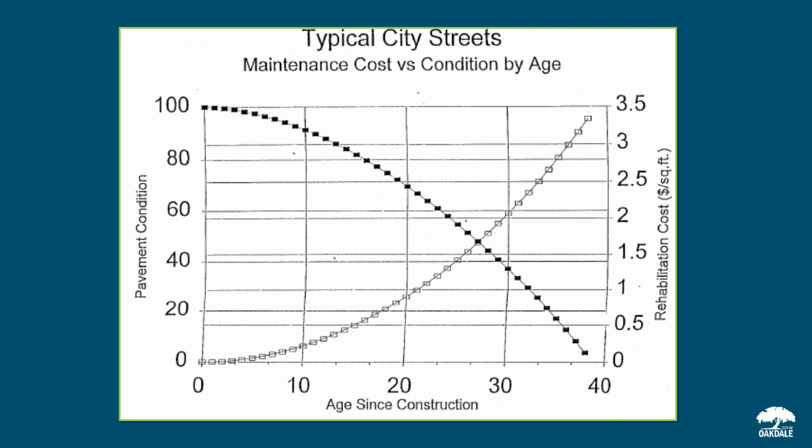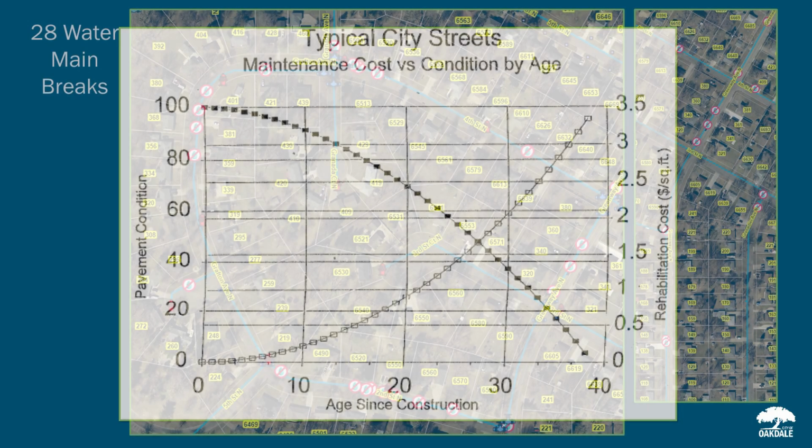And what it's indicating here is as the street gets older, the maintenance costs increase, and there gets to be a point of diminishing returns, which generally happens at around 28 to 30 years. Most of the streets in next year's program have reached that age.